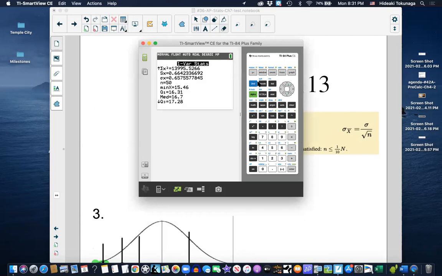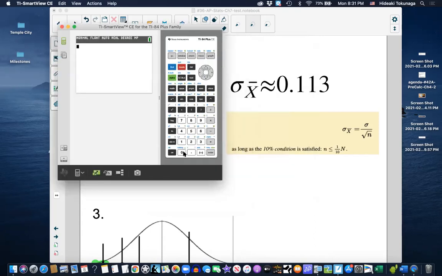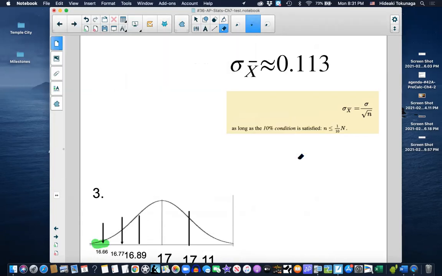Okay, so let's make sure the equation is right. Okay, so 0.8 divided by square root of 50. 0.113. So okay, then 0.1131. So let's use this one.